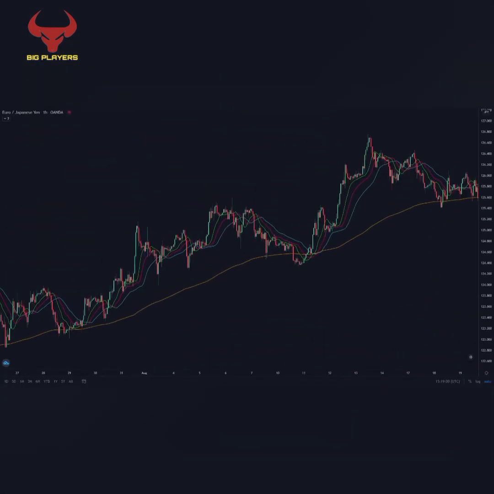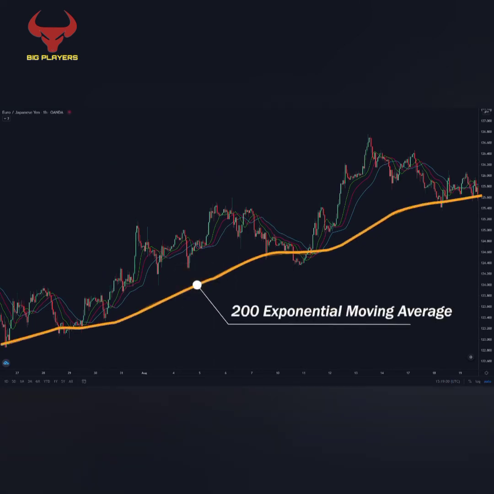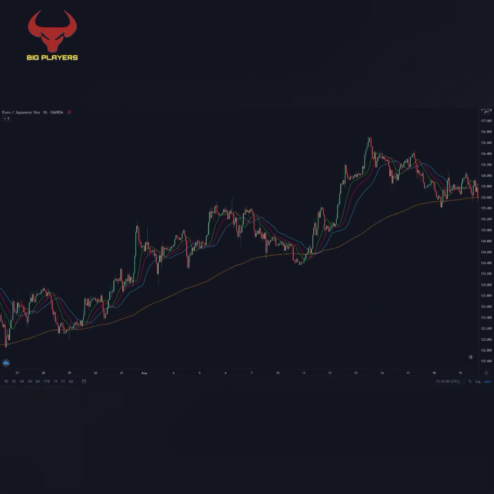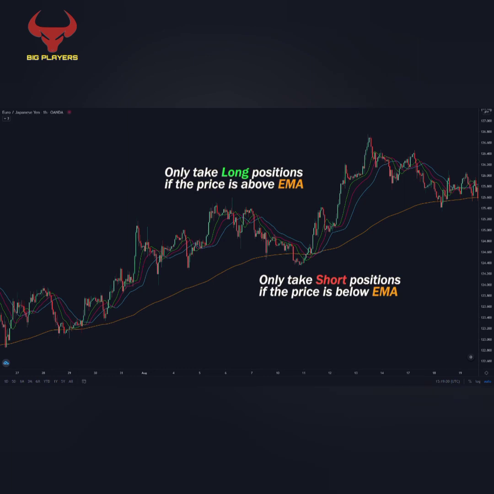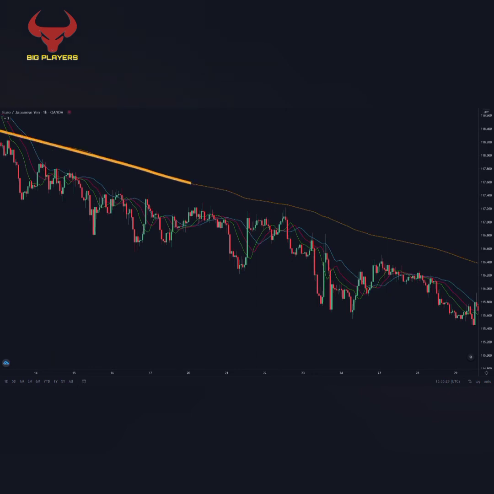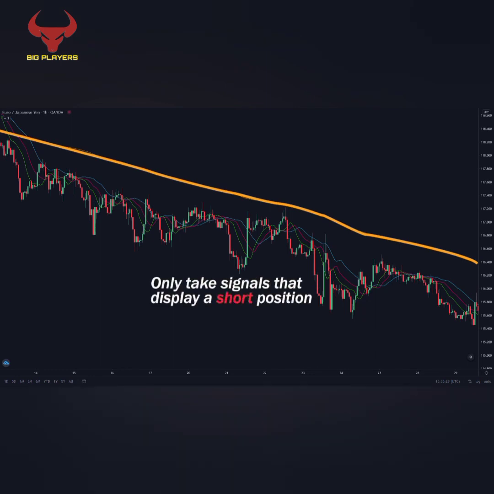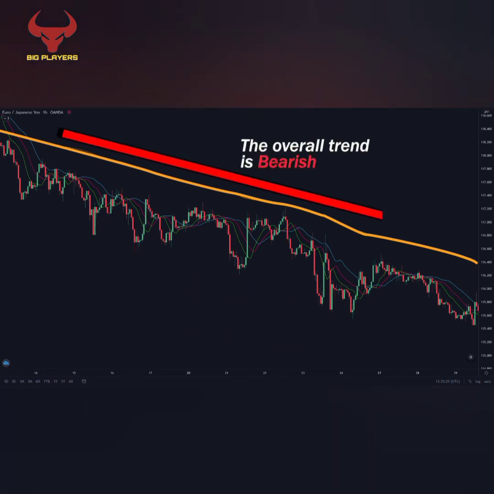Another way you can utilize the Williams Alligator is by combining it with another indicator. I found it works best with the 200 EMA because it shows the overall trend of the market. The way you trade this indicator combination is by only taking long positions if the price is above the 200 EMA and only taking short positions if the price is below the EMA. For example, you can see here that the price is below the EMA line, and because it's below, it means we are only taking signals that display a short position. So signals that display a long position would be ignored, because remember, the overall trend is bearish.